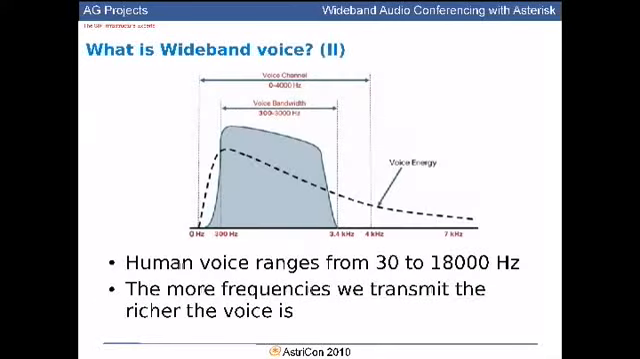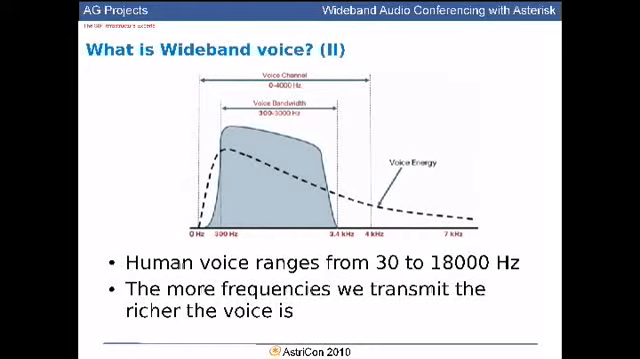So how does this wideband work? Well, human voice ranges from 30 to 18,000 hertz. And as you can see in the curve over here, the most part of the voice energy, which is what defines our voice, is comprehended between more or less 0 and 4 kilohertz, which is what, for example, G711 uses. So if you transmit all this information, you pretty much have all the voice data there.